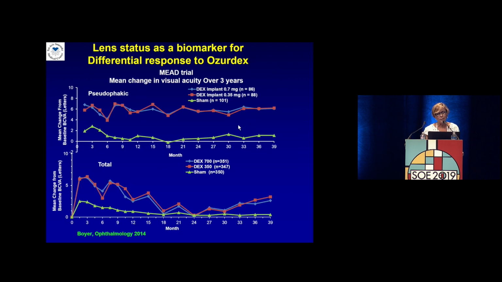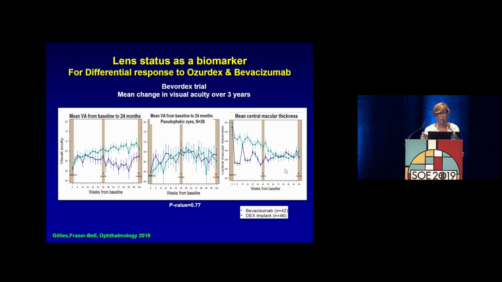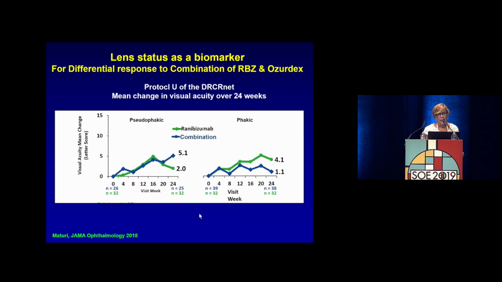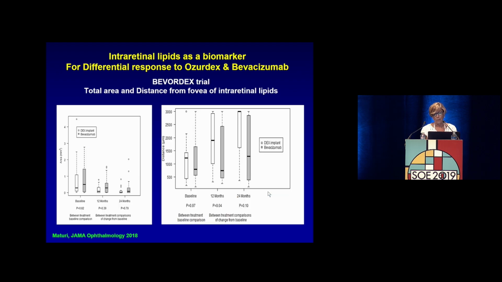So a lens is really important, and it was shown in the MID trial. When you look at the pseudophakic patients, then Ozurdex was beneficial at every time point as compared to phakic patients where the visual acuity decreased. It was shown in the Bevodex trial, which compared bevacizumab and Ozurdex and showed that in the pseudophakic eyes, both drugs did the same. And it was shown in protocol U of the DRCR-NET that investigated the issue of combination of a steroid with anti-VEGF and showed that in the pseudophakic eyes, the combination was beneficial. In the phakic eyes, it was even harmful, probably because of the development of cataract.